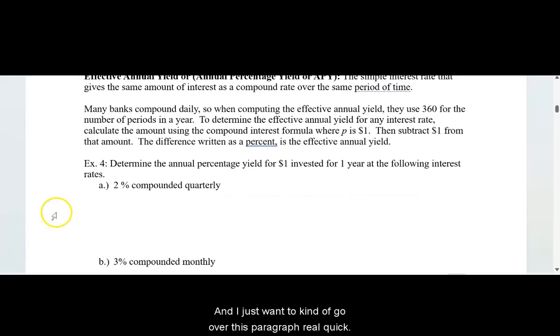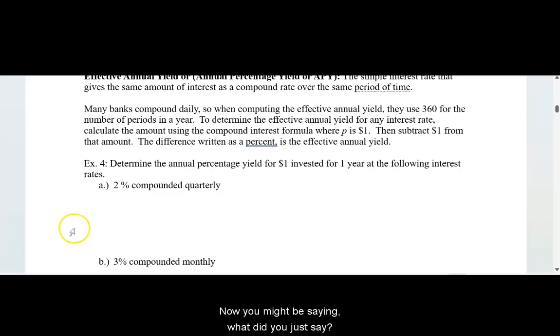And I just want to go over this paragraph real quick. Many banks compound daily. So when computing the effective annual yield, they use 360 for the number of periods in a year, because remember, we were averaging each month to be 30 days. So 12 times 30 would be an average 360. To determine the effective annual yield for any interest rate, calculate the amount using the compound interest formula where P is $1. Then subtract $1 from that amount. The difference written as a percent is the effective annual yield.